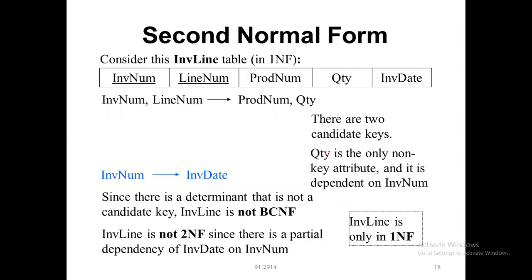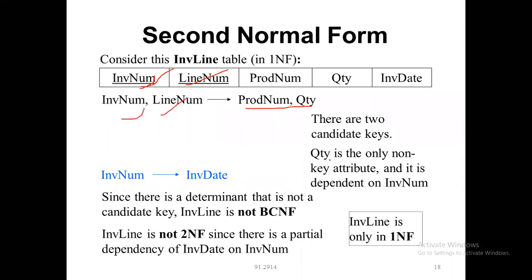So how the example can be considered, the same example which you have seen just now. We have something called invoice. In the first normal form, we have seen invoice number, line number, product number, quantity, invoice date. Now, if you see here, invoice number and the line number, these are the keys. These are the candidate keys. Now these two are having product number and quantity. So as I told you, these two are called candidate keys.